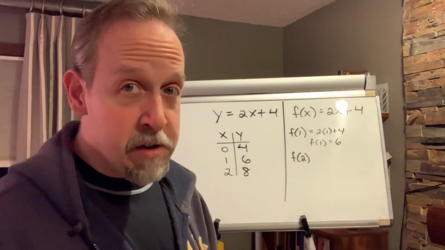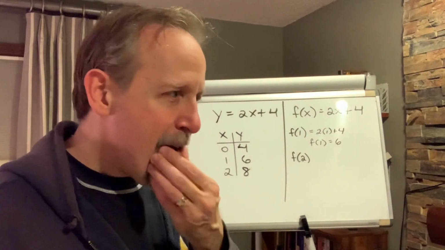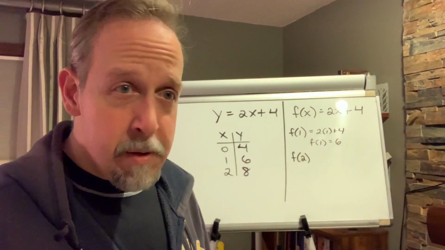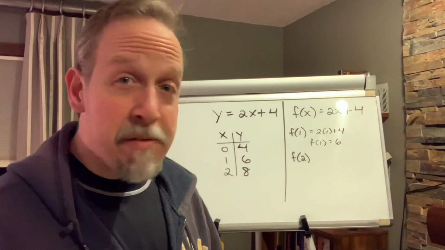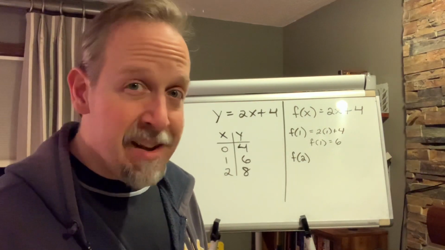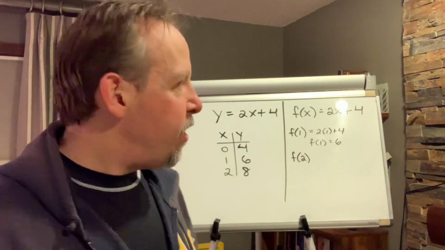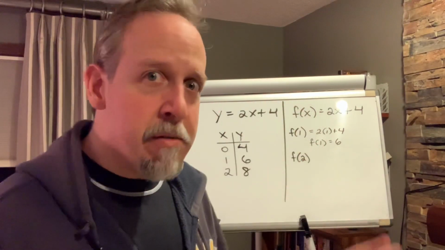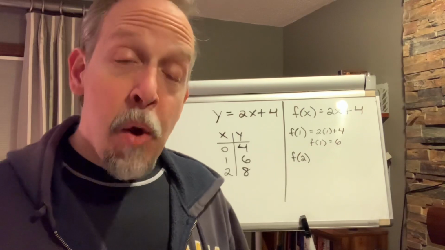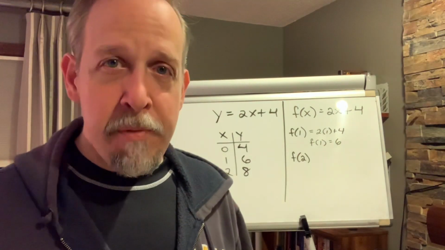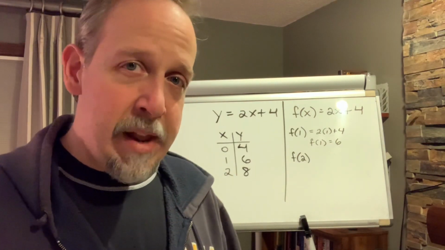Now here's where I need you to, again, listen in. That problem is finished. F is not a variable. You're not trying to get f by itself. You're not going to divide by 1 and get rid of it. That's not what it's saying. It is notation. It is saying when the function gets an input of 1, it gives you an output of 6.